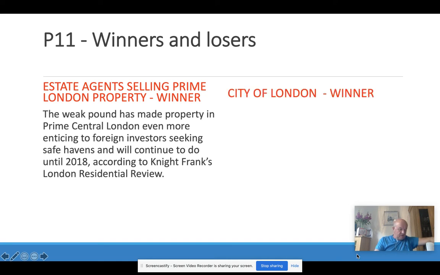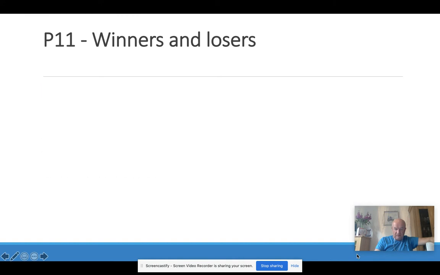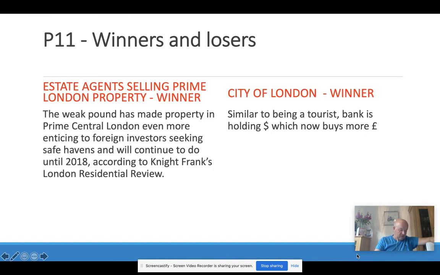City of London. In this instance, banks in the city bill many of their customers in US dollars and euros, but pay costs in sterling. So clearly in that situation, if the bank is holding dollars which it now buys for more pounds, that's clearly going to be a good thing. If you think about that, just break it down for a minute. If we bill many of our customers in US dollars and euros but pay our costs in sterling, because the value of our sterling has fallen, it's going to cost us less, isn't it?